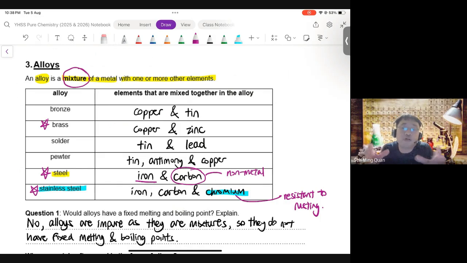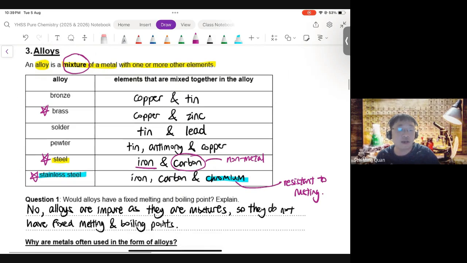Chromium is able to react with oxygen in the air, and this forms chromium oxide, which is a layer that coats the steel, the stainless steel. And because of the chromium oxide layer, it protects the iron beneath it from rusting. Okay, so we will come to this again in the third lecture video when we look at different methods to prevent rusting. Now, let's recap.